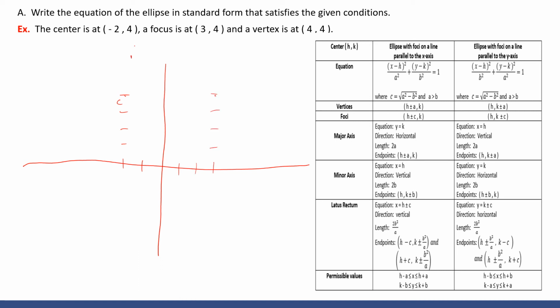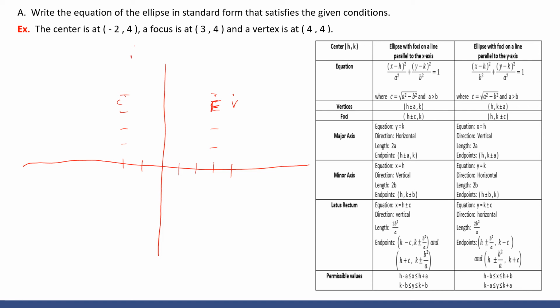Of course, kapantay ng center ang ating focus point. And the vertex is at (4, 4). From the origin, kakanan tayo ng 4, and then taas tayo ng 4. And as you can see, ito ang ating vertex, ito ang ating focus, okay? So, ibig sabihin, nasa kanan ang vertex, nasa kaliwa ang focus. Ang pattern natin ay horizontal ang magiging graph ng ating ellipse.